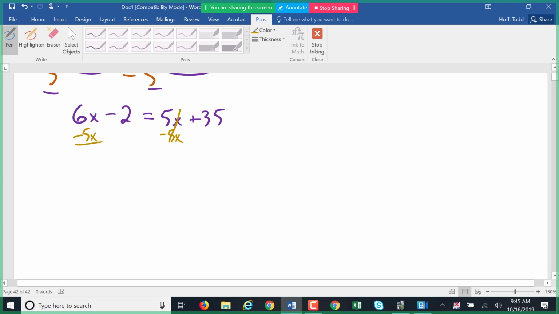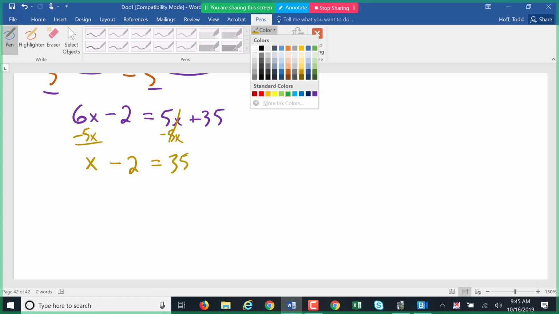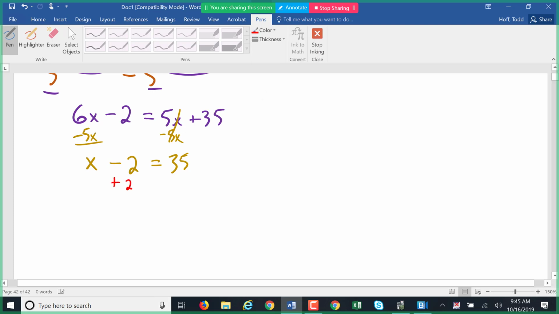6x minus 5x is 1x, or just x. We still have the minus 2 over there, equals 35. Last step to solve the equation is just going to be to add the 2. x equals 37. Any questions on that one?